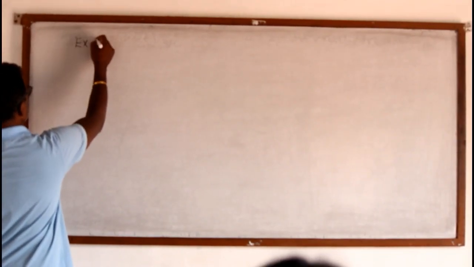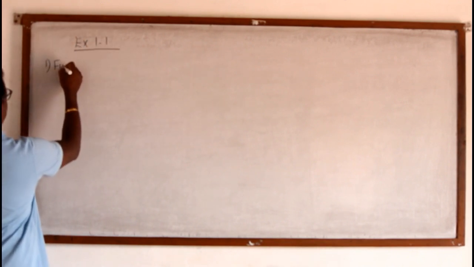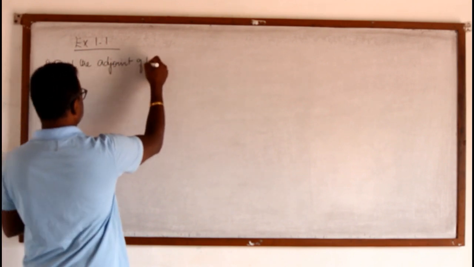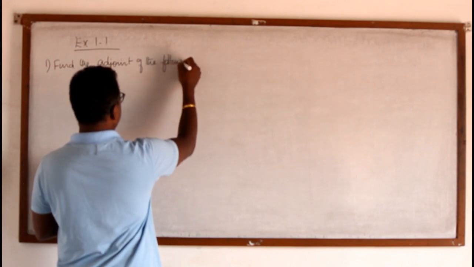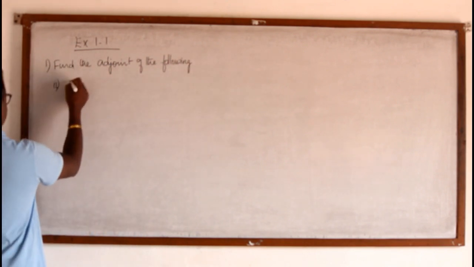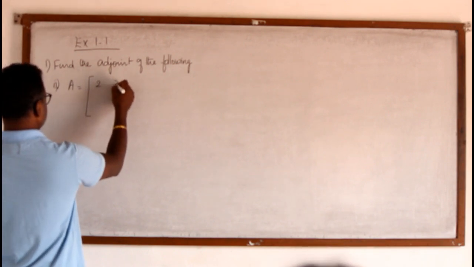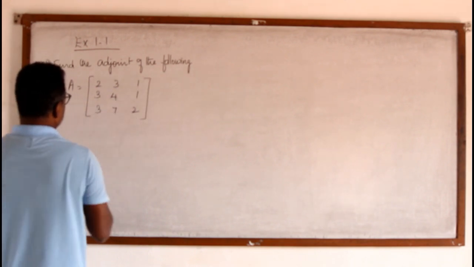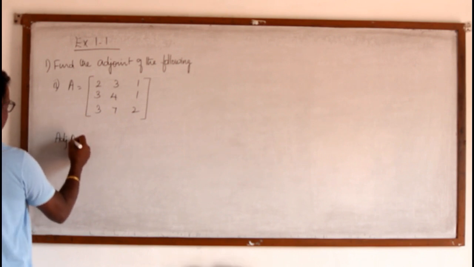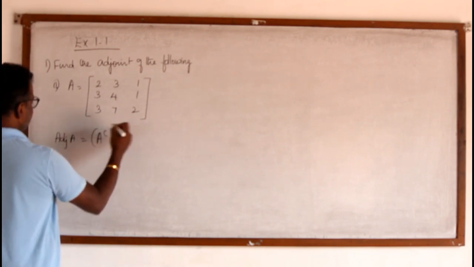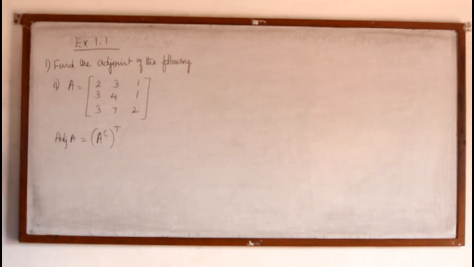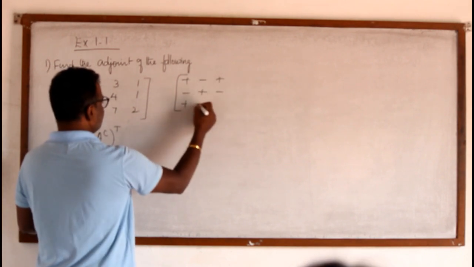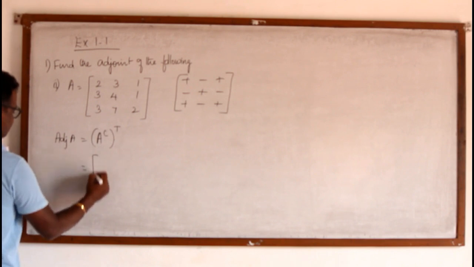So exercise 1.1. First problem. Find the adjoint of the following. I'll do the second problem first. A equal to 2, 3, 1, 3, 4, 1, 3, 7, 2. So remember, adjoint of A, formula is A cofactor matrix, the transpose. So I have to find out the cofactor for each element. Before that, I have to follow this sign: plus, minus, plus, minus, plus, minus, plus, minus, plus. So, with this one, shall we do?